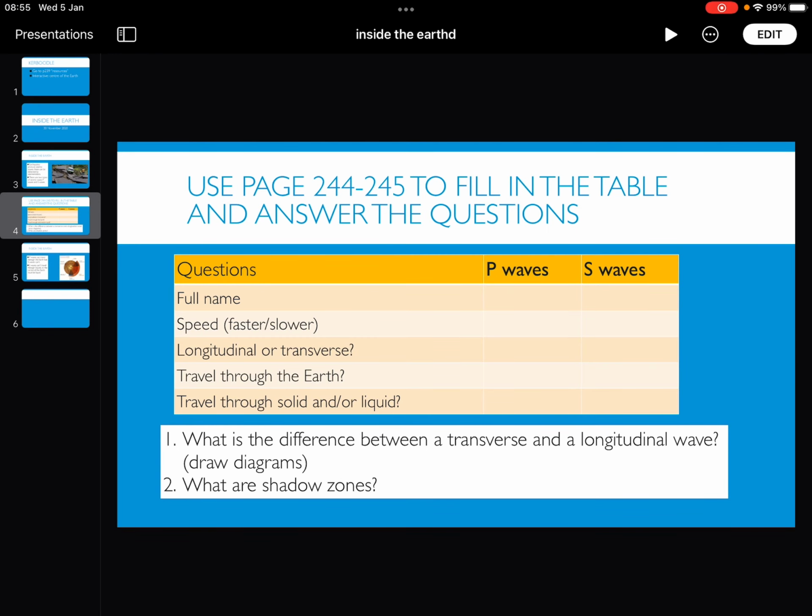So, on this slide, you can see I have written a table and a couple of questions. I'm going to get you in a moment to pause this video, go to page 244 and 245 of the Caboodle book, and you're going to use those pages to answer these questions. I will obviously go through the information in a moment, but I'm hoping that by the time I've gone through the answer, you've already had a little look and you've read the textbook page to get that information yourself. So if you can please pause the video now, answer those questions, and then we'll go through the answers.